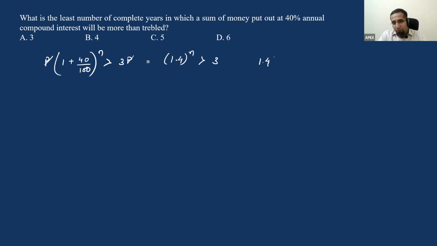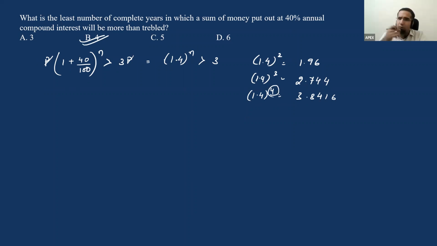So I repeat, 1.4, if I go to the power of 2, it is 1.96. 1.4, if I go with the power of 3, so that's 1.96 into 1.4. So that becomes 2.744, and 1.4 to the power of 4, clear, will give you 3.8416. So therefore, 4 becomes your answer. If you want to go by formula or the calculator approach, this will be your answer.